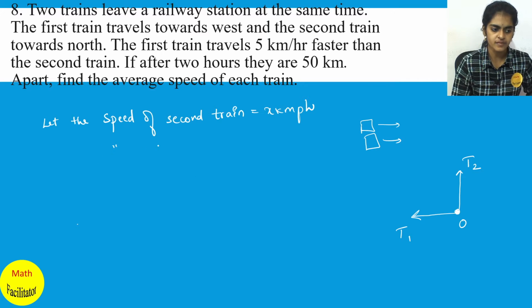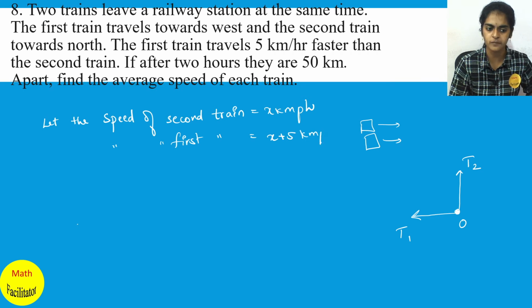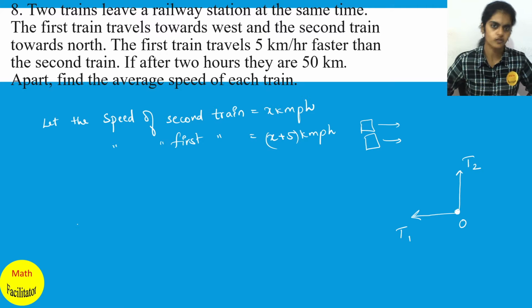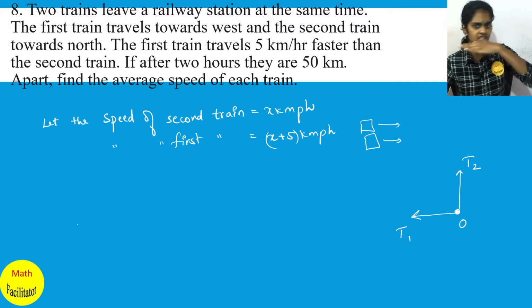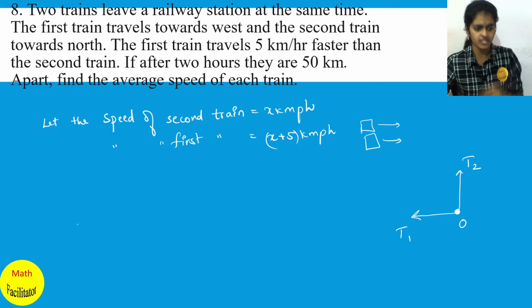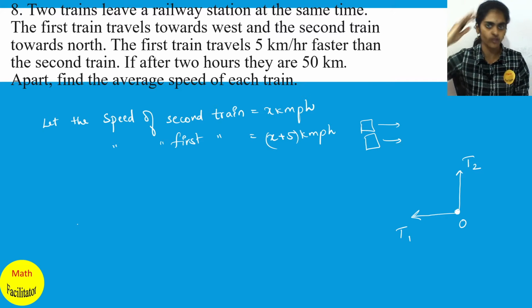So now what is the speed of the first train? They are saying that the first train is 5 kilometers faster. Faster means speed is more by 5 kilometers. So it is x plus 5 kilometers per hour. Now, after 2 hours, both the trains are traveling. The first train is traveling towards the west direction, the second train towards the north direction.